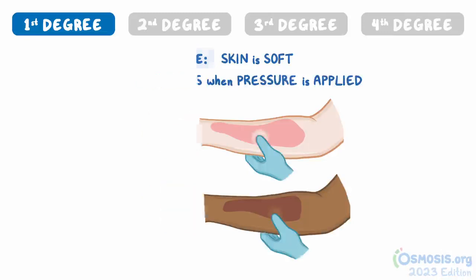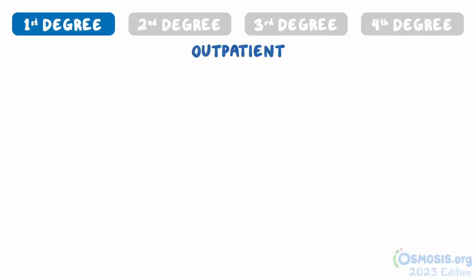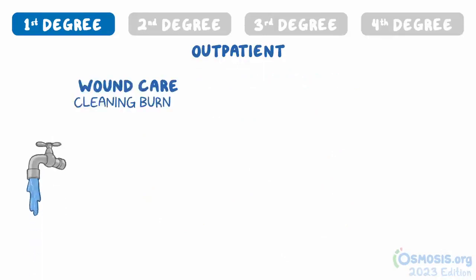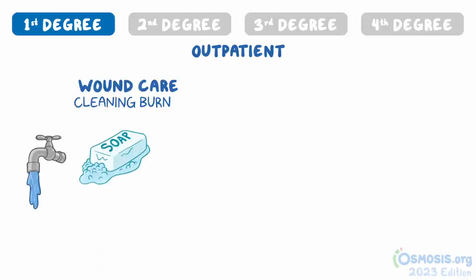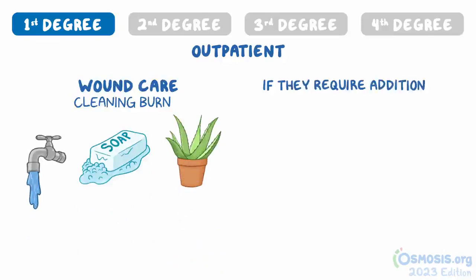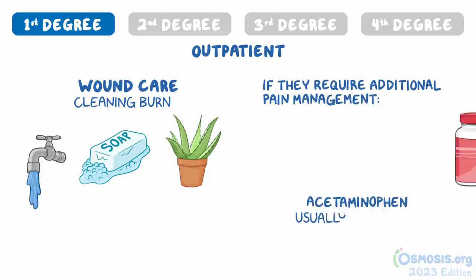Once you diagnose a first-degree burn, you can treat them on an outpatient basis. Management includes wound care, like cleaning the burn with cool tap water and mild soap and applying topical analgesia, such as aloe vera, if needed. If they require additional pain management, acetaminophen is usually sufficient.